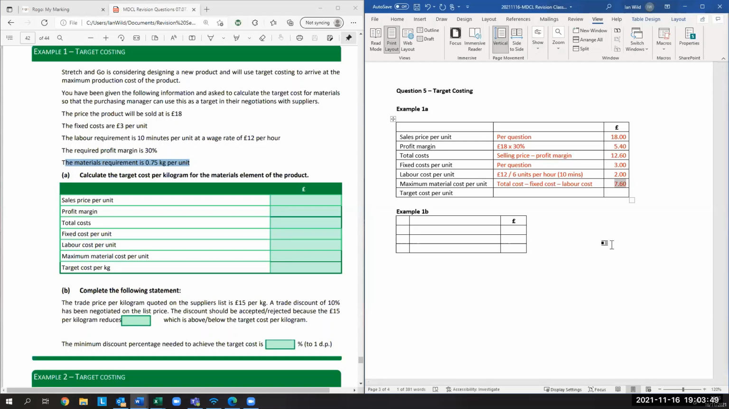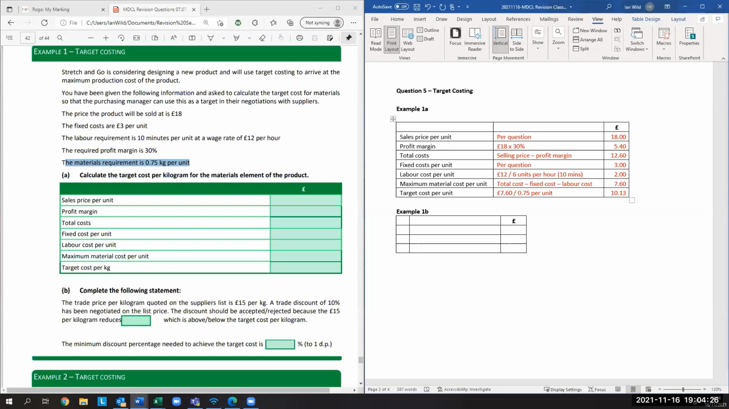So what we need to do then is work that out. Exactly right there, Karen. Exactly right there, Jackie. So what we can do is take the £7.60 and divide it by 0.75 kilograms per unit. That will give us the target cost of materials of 10.1333 recurring, or because we can't get 0.33 recurring for pence, £10.13.